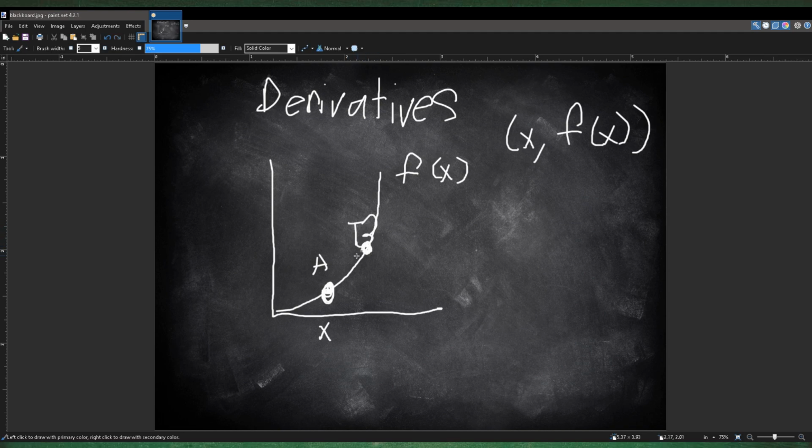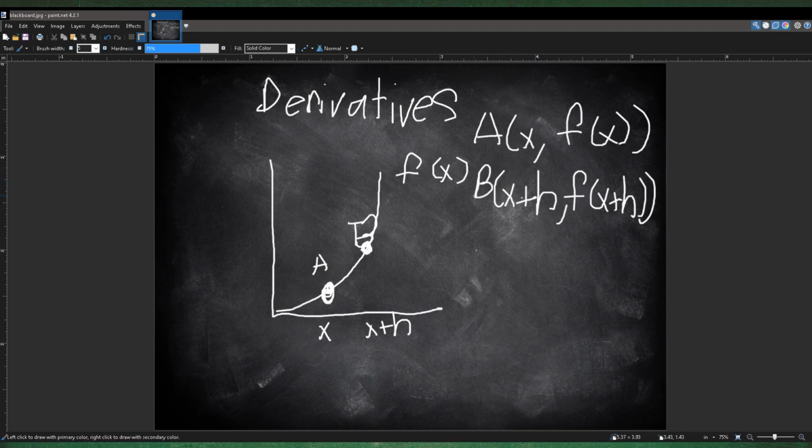So this would be B. For B, let's just call this x plus h. And h is like a really small number. As I said before, B is just a point that is very close to A, but for this example, I'm just choosing something far enough so we get a visual representation. So if the x coordinate is x plus h, then the equation would be f of x plus h. Right? So these are our 2 coordinates, A and B.